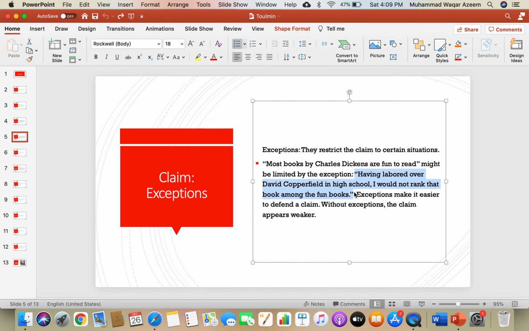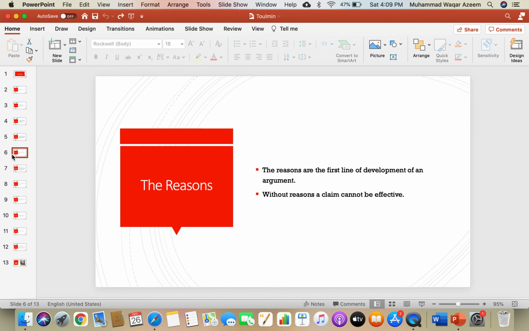All right. So far we have understood that the first part of an argument is claim, and the claims have qualifiers and exceptions. We determine the strength of a claim on the basis of whether the writer has used valid qualifiers or valid exceptions in their claims or not. Now, the second part of an argument is the reasons. In this part, the writers support the claim that they make.